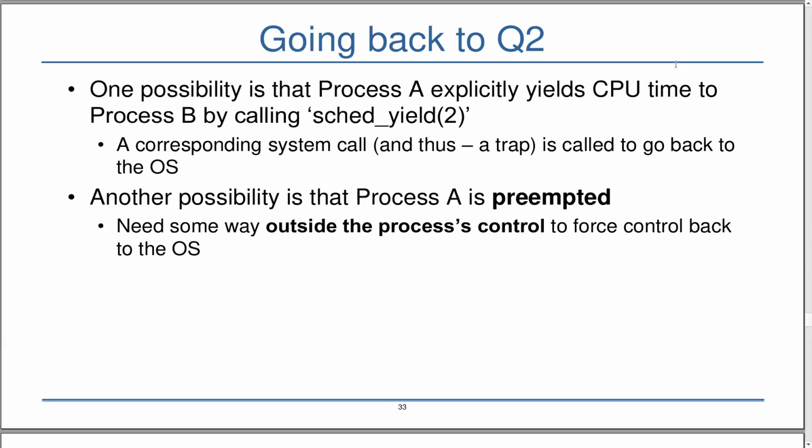But another possibility is that process A is preempted. So we need some way, outside of the process's control, to go back to the operating system. What is this mechanism? Any clue, any ideas? What is this condition when the process was running too long, when it was taking too much time? How can I detect that it was running for a really long time? Okay, go ahead. Yes, not the clock, but the timer.